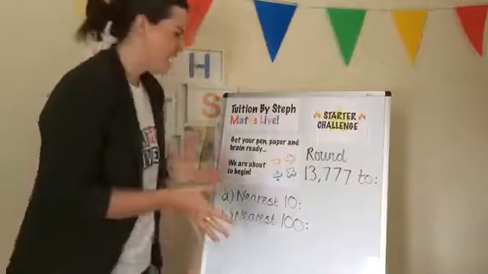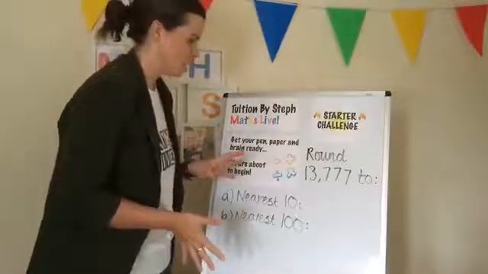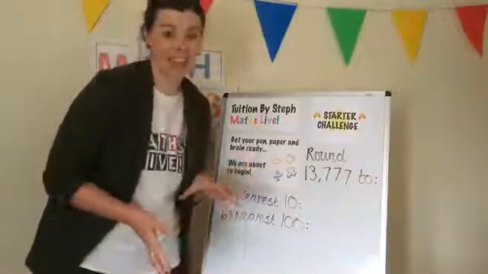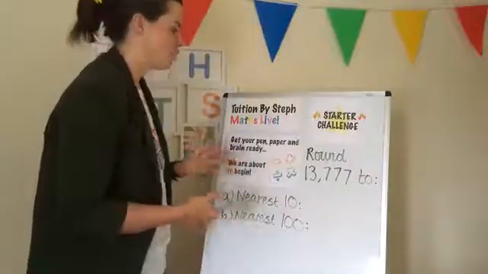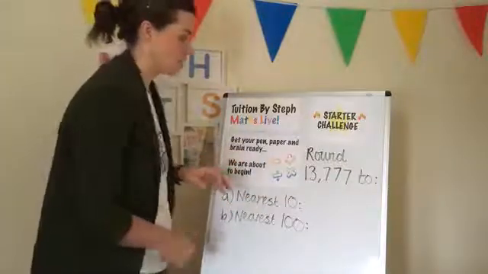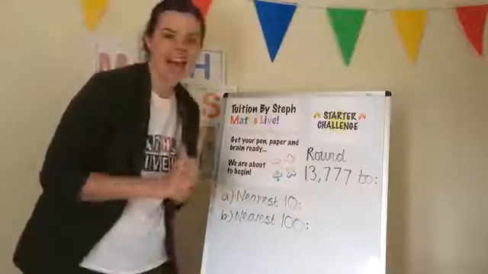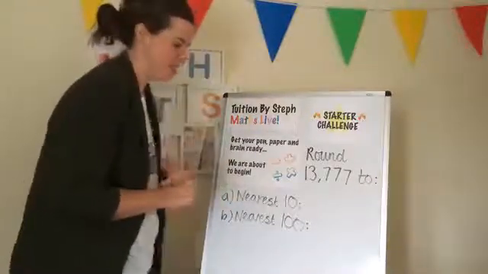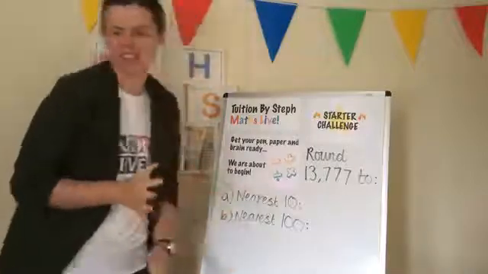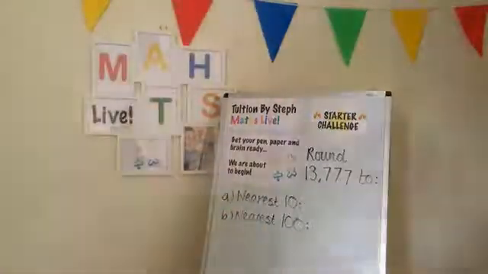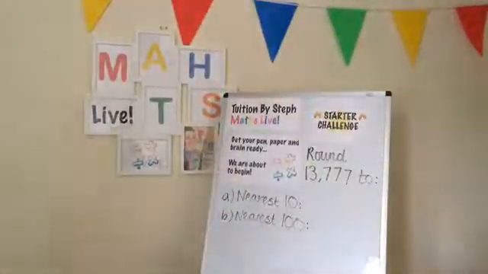Welcome to Maths Live. Here is your starter challenge. Revising yesterday and Tuesday, I'd like you to round this number, 13,777, first of all to the nearest 10 and the nearest 100. I'll give you about 40 seconds, a minute, to have a go at that.